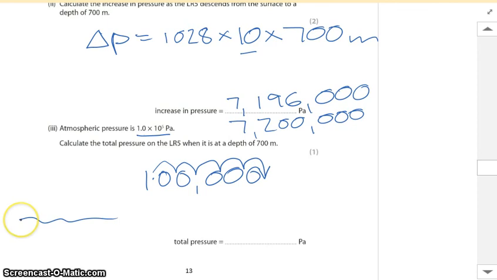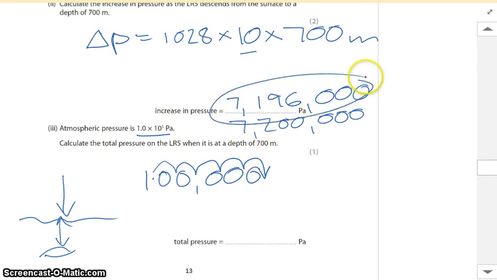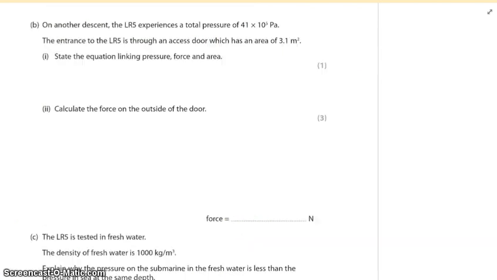If we've got the pressure from the 500 meters of water, then if there's pressure from the surface as well, then those two pressures are just going to get added together. So if you add 100,000 to this, you get 7,296,000 pascals. The equation that links pressure, force and area is P, that's a lowercase p, an uppercase F and an uppercase A.